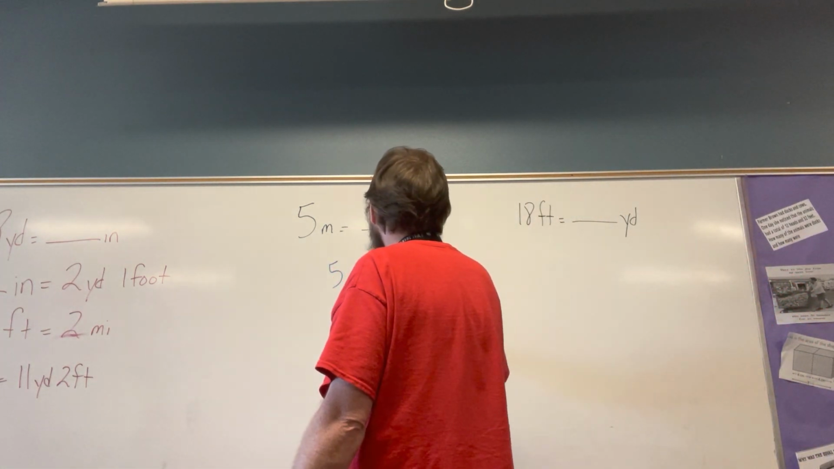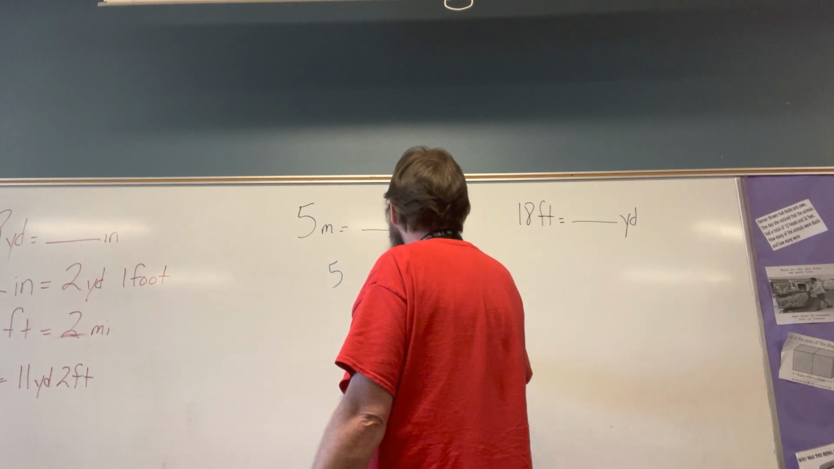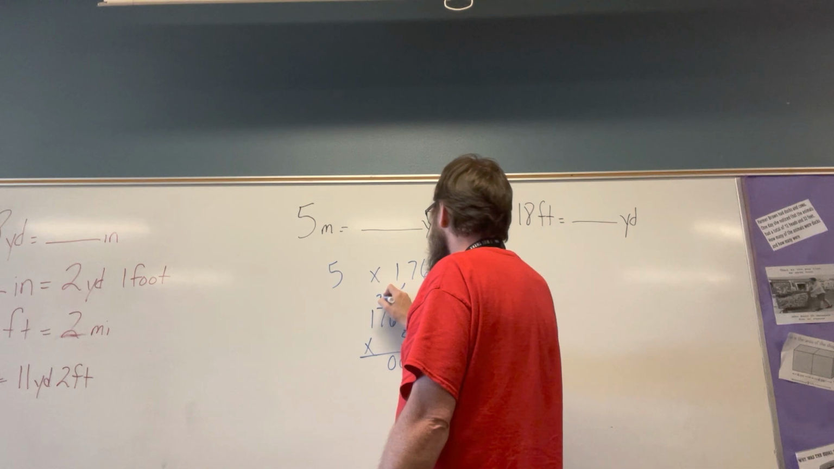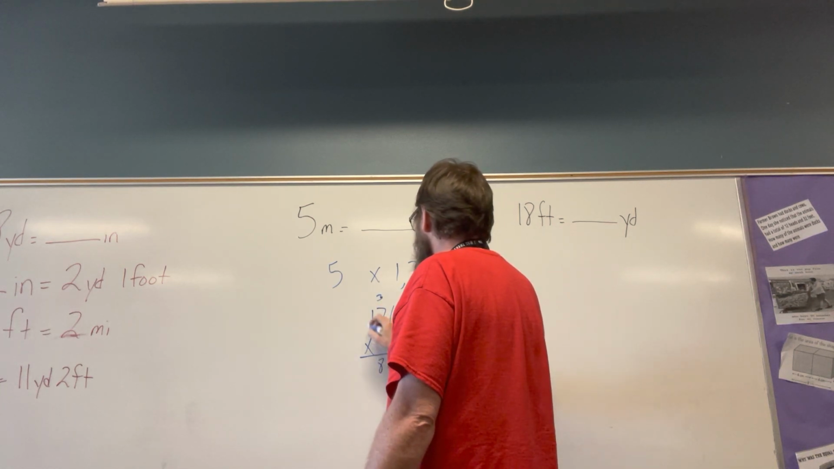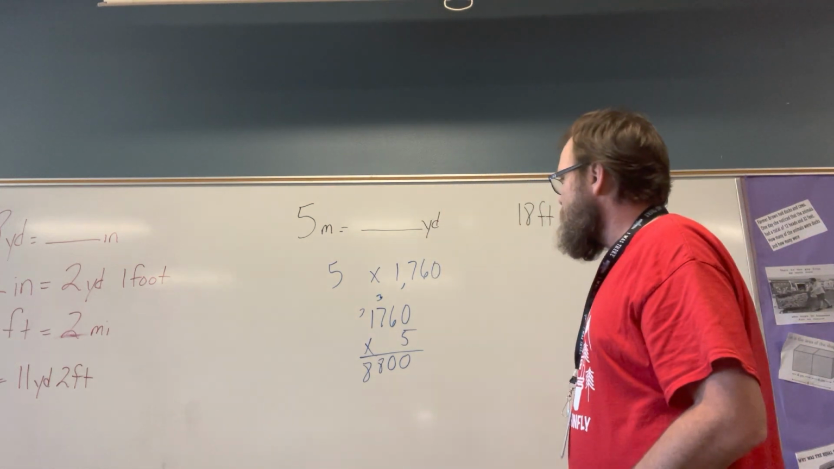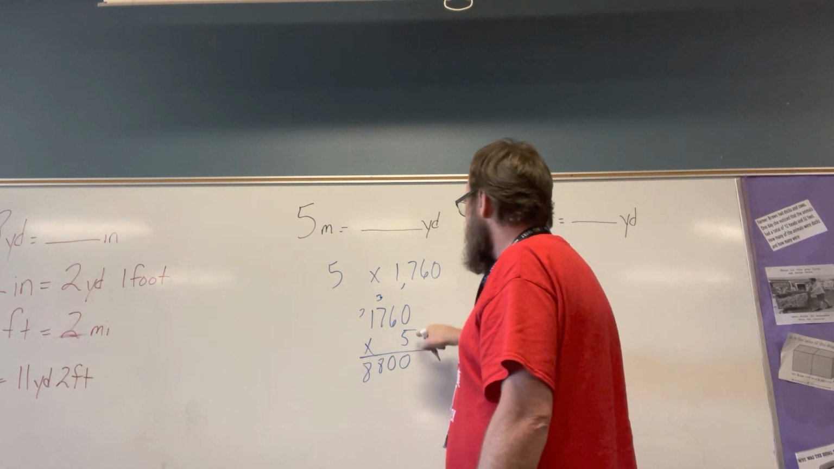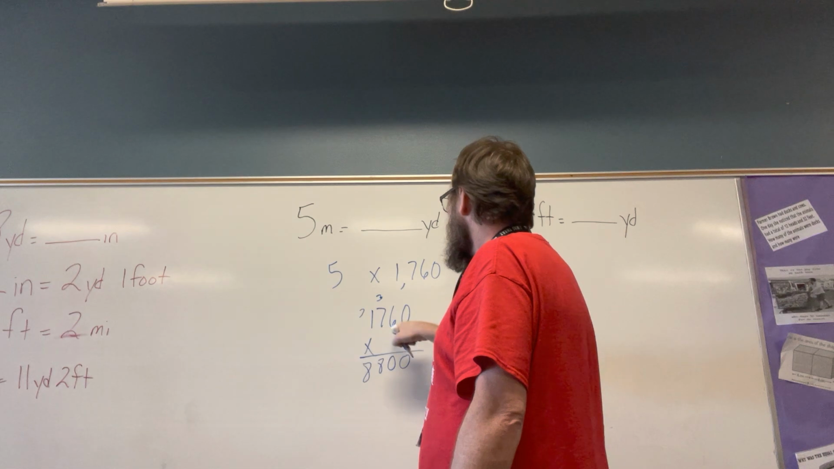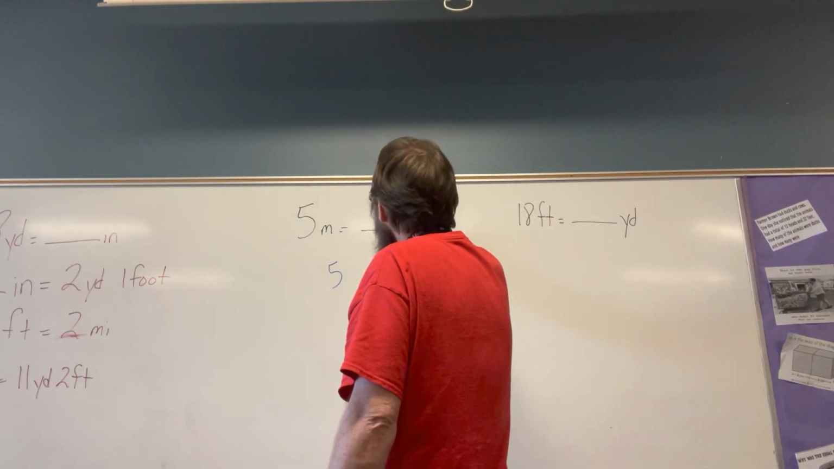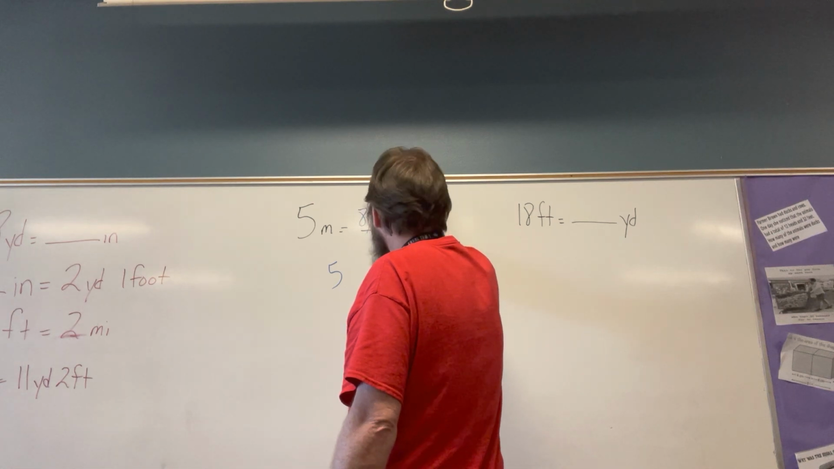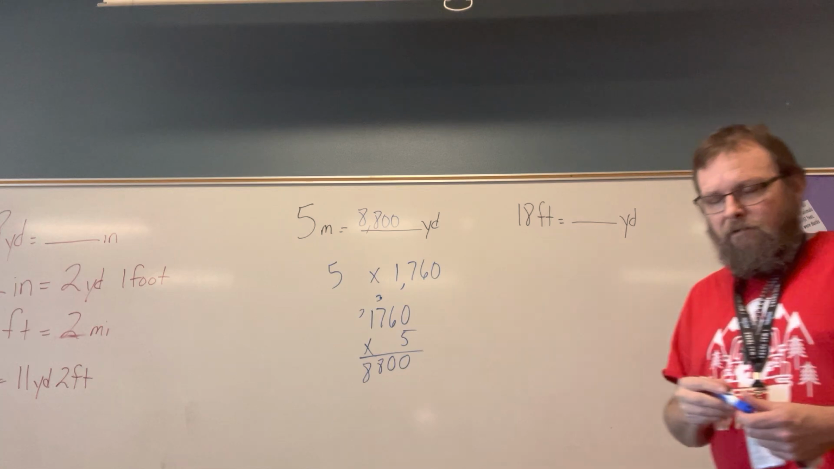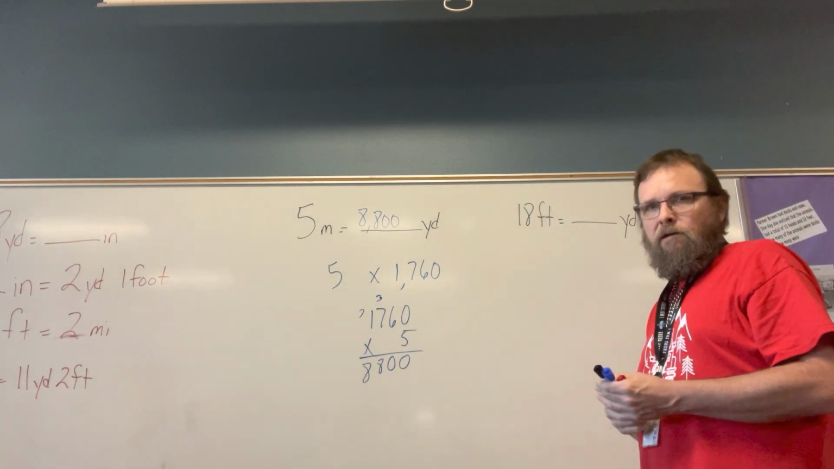So I've got to multiply 1,760 times 5. If I did my math correctly, 5 times 0 is 0, 5 times 6 is 30, 5 times 7 is 35, 5 times 1 is 5. Looks like 5 miles equals 8,800 yards. 5 miles equals 8,800 yards.